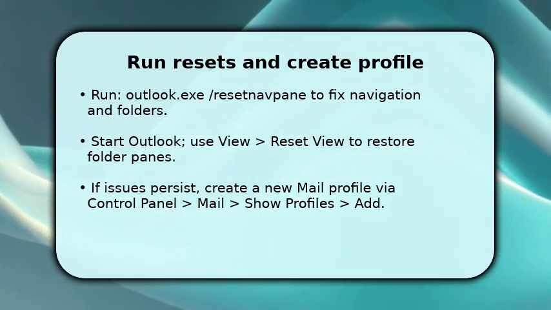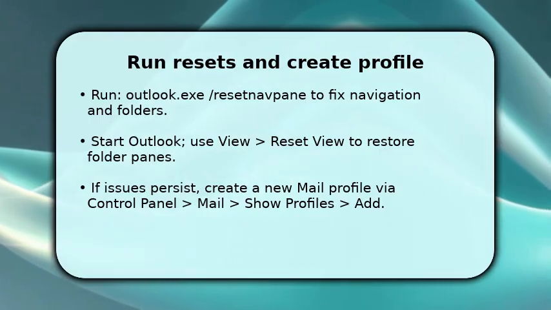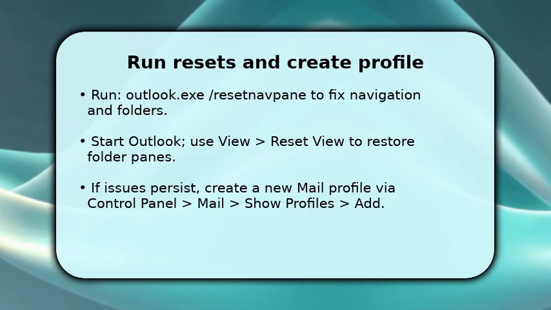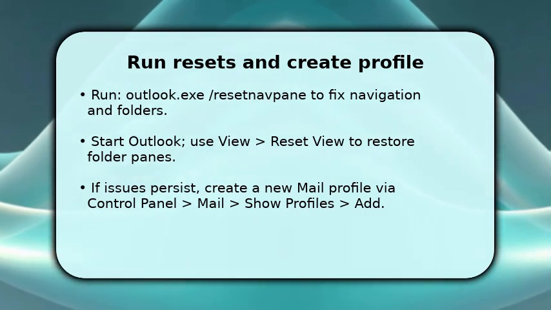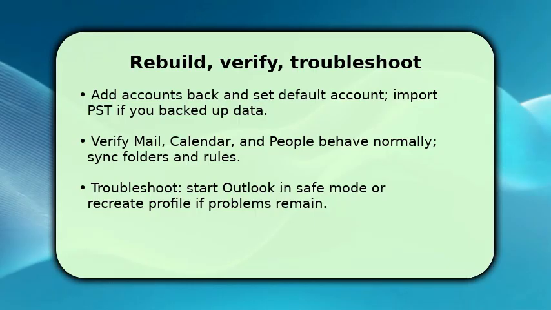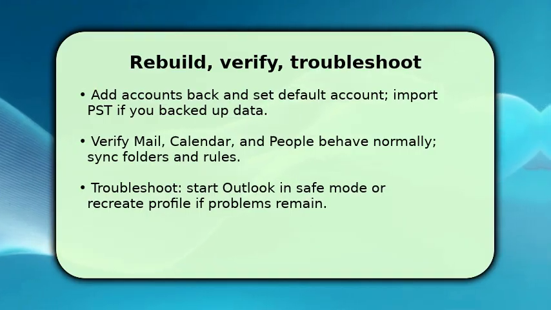Open Control Panel, Mail, Show Profiles, Add, then add your account and set it as default. This isolates profile corruption, so you can continue with a clean slate without losing data. You finish by adding your accounts to the new or reset profile and importing the PST you backed up. This returns mail, calendar, and contacts to normal.